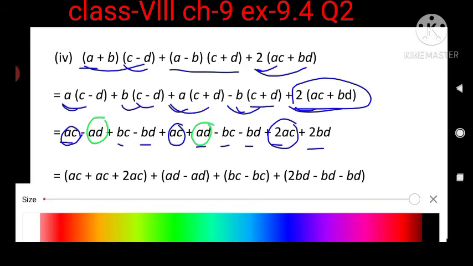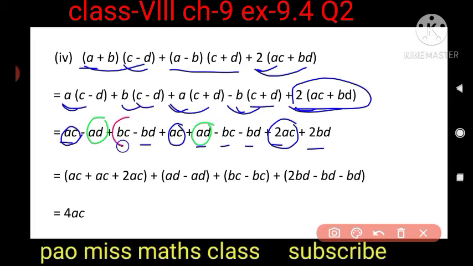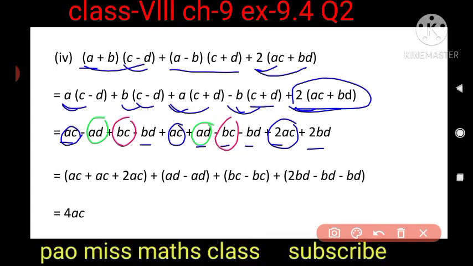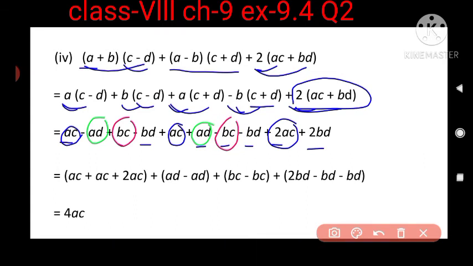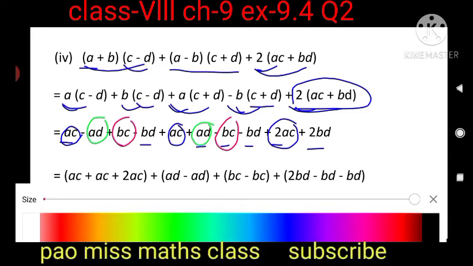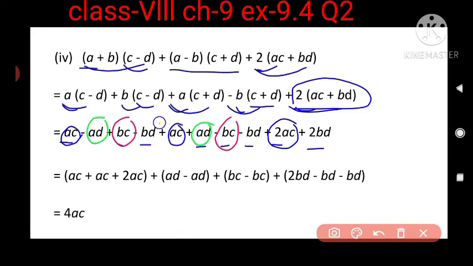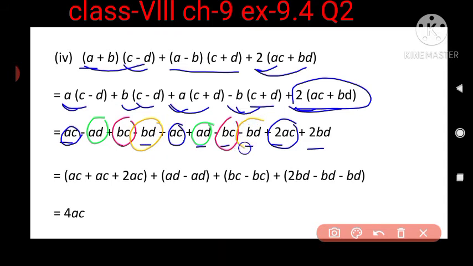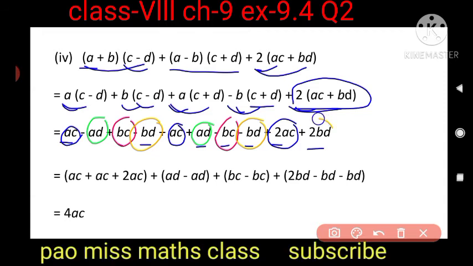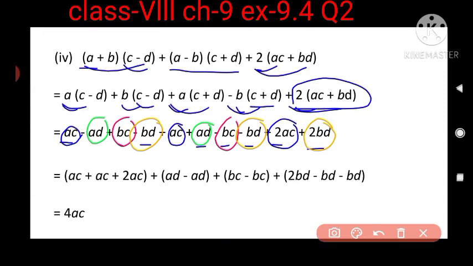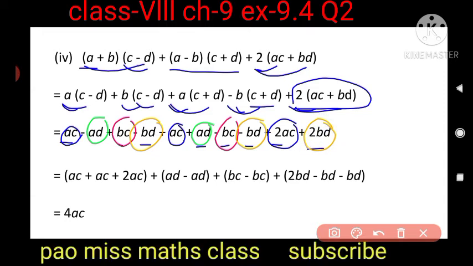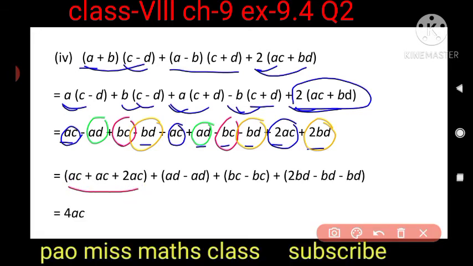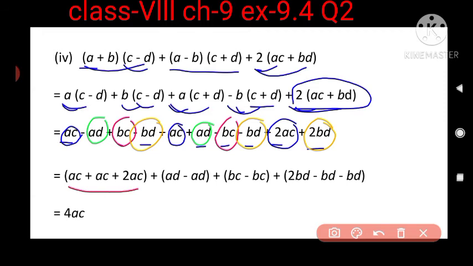Now bc. This is bc. This is bc. Is there any more bc? No. Now what is remaining? bd and bd and 2bd. So write all the like terms together. ac, ac, ac plus ac and minus 2ac. So we have written all this together.